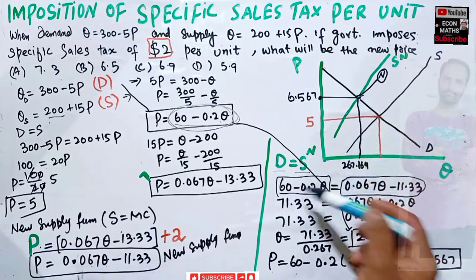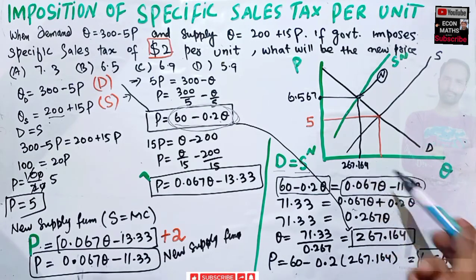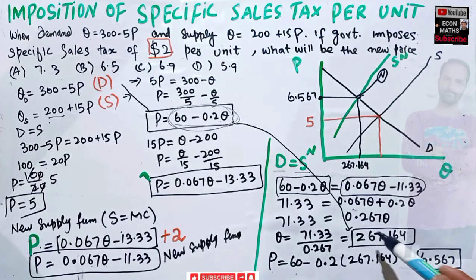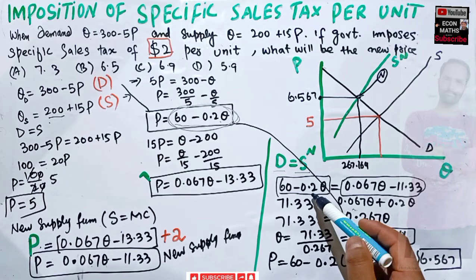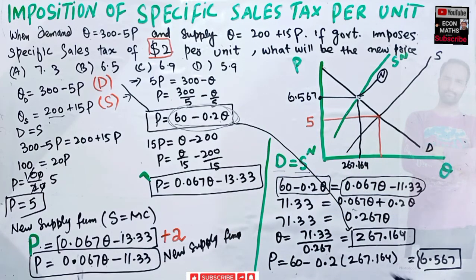Originally our demand function was this, and our new supply function is this. When we equate these two, we got the equilibrium quantity as 267.164, and to get the price, just plug this 267.164 into the demand function. So we will get a new price of 6.567. I hope I made myself clear in this video.